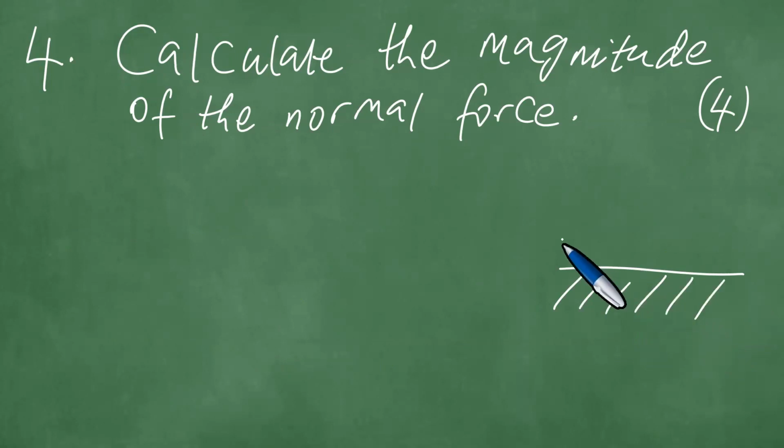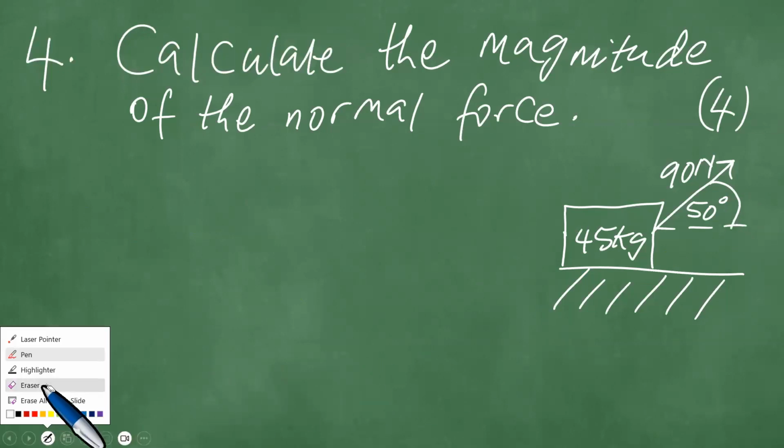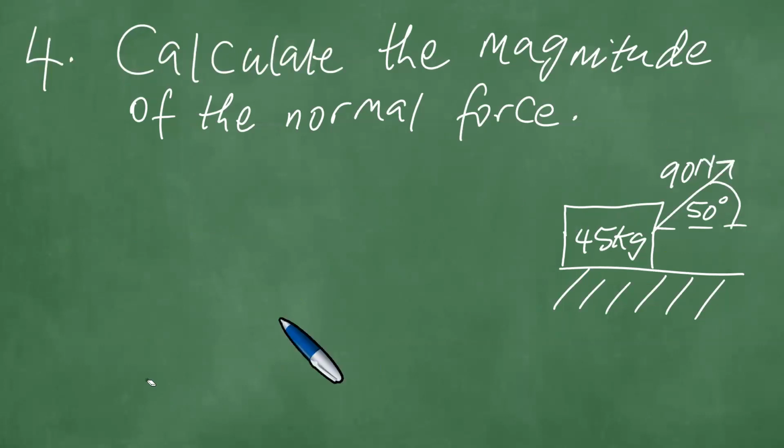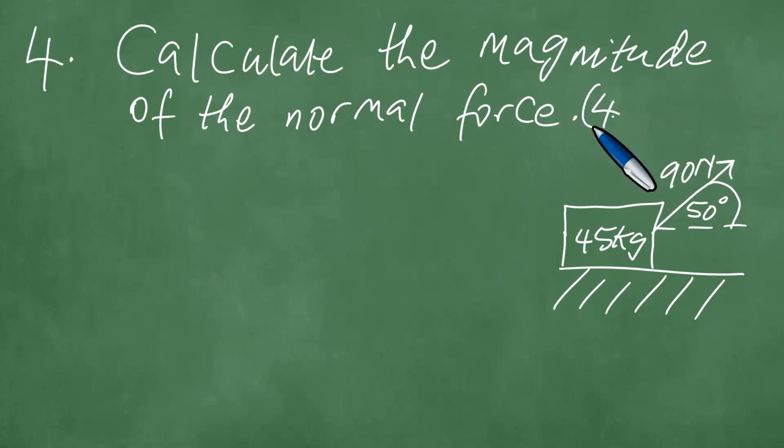Here is the situation: the ground, a box of 45 kilograms, an applied force of 90 newtons acting at an angle here of 50 degrees. And then this one here is a force, F max there.